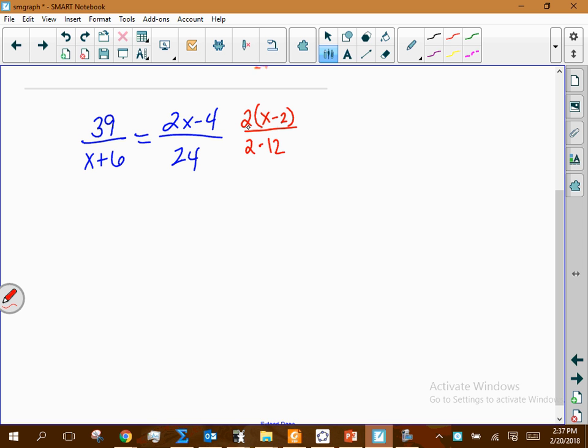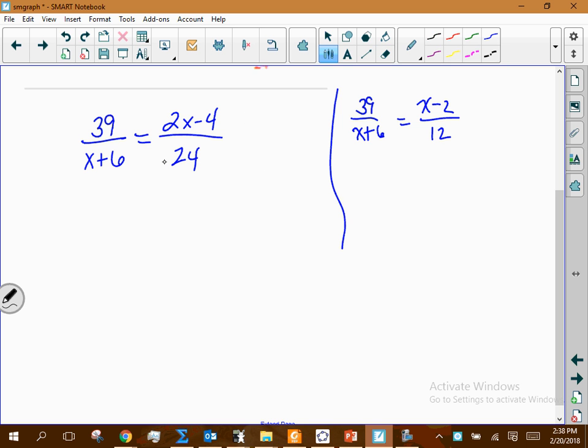What's 2 divided by 2? It's just 1, right? So they're actually writing, which is perfectly fine, 39 over x plus 6 equals x minus 2 over 12. If you did that, that's 100% fine. It actually makes the quadratic equation that you're going to create here in a moment a little bit simpler. But if you didn't recognize this, I'm going to do the work over here and then jump over here and show you the similar work. Over here, you would take those two binomials and multiply them, right? So what's x times 2x?